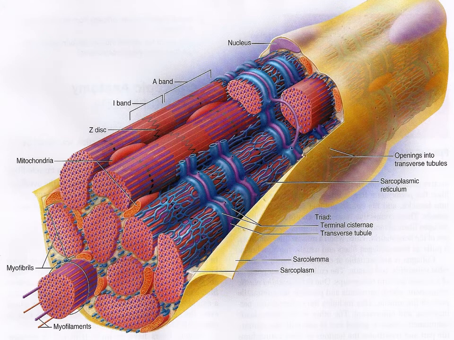Here's a nice diagram where you see the T tubules, the purple guys, and alongside of those you have the terminal cisternae, which are part of the endoplasmic reticulum. What do the terminal cisternae have inside of them? They have calcium waiting to be released.